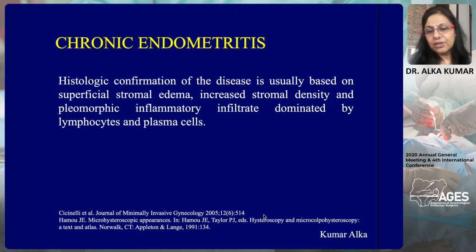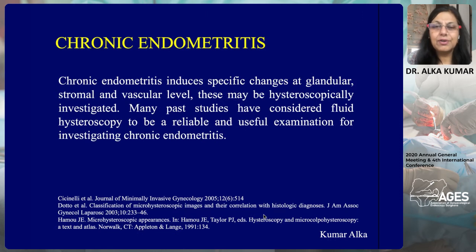The histological confirmation of the disease is usually based on superficial stromal edema, increased stromal density, and pleomorphic infiltrate, which is dominated by lymphocytes and plasma cells. Plasma cells remain pathognomonic of chronic endometritis. So where we are suspecting chronic endometritis, in our biopsy we must look for plasma cells.